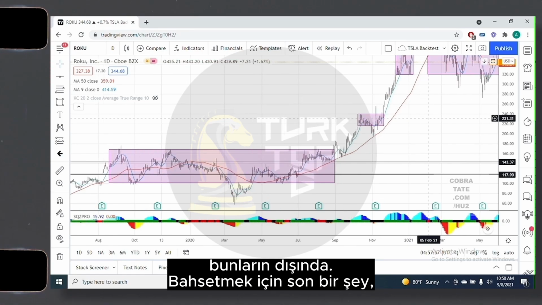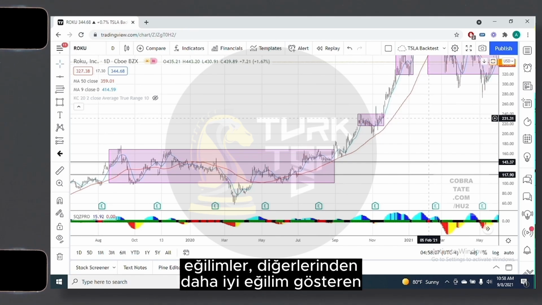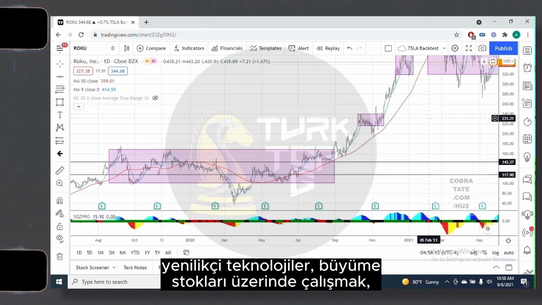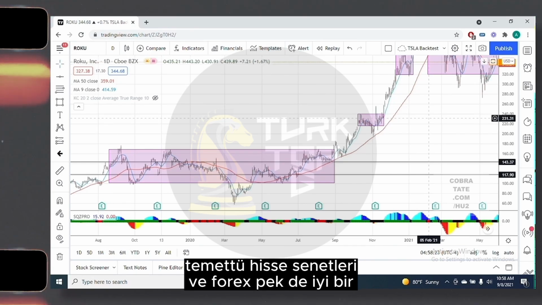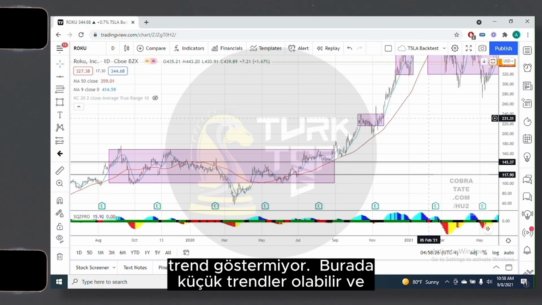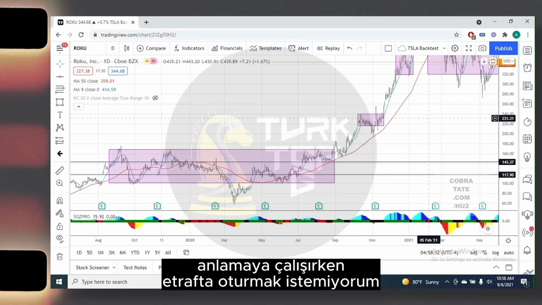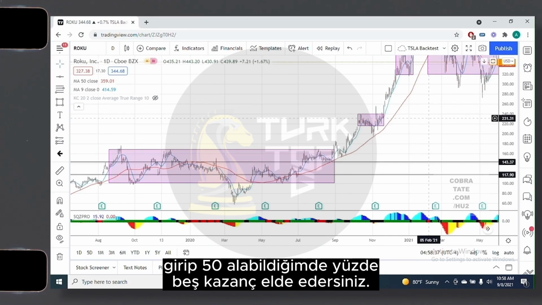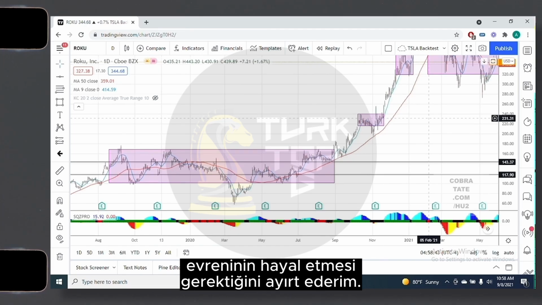One last thing to mention is, even though I mentioned that every single market trends, there are some markets that trend better than others. What I have noticed is companies working on innovative technologies, growth stocks, they trend really well. Retirement stocks, dividend stocks, and Forex don't really trend that well. There might be small trends here and there, but it's mostly very choppy. And I don't want to be sitting around trying to figure out a trend in retirement stocks to get a 5% gain when I can be in a tech stock and get a 50% gain in a year. So that's how I differentiate which universe of stocks to trade.